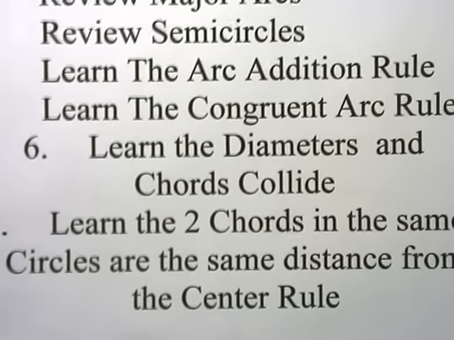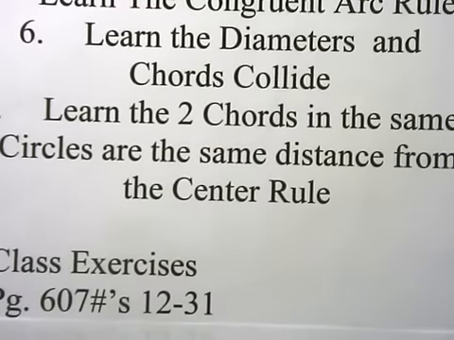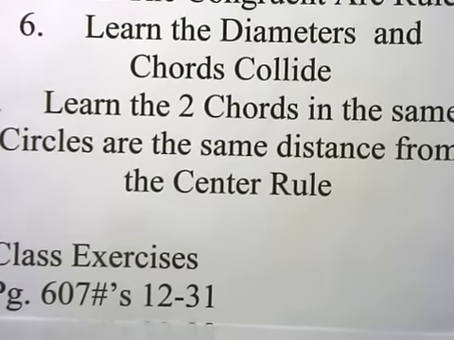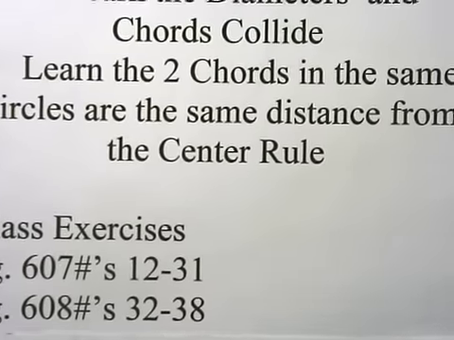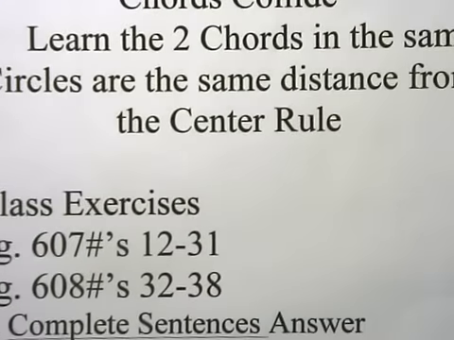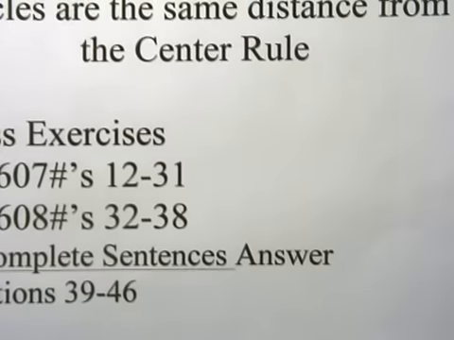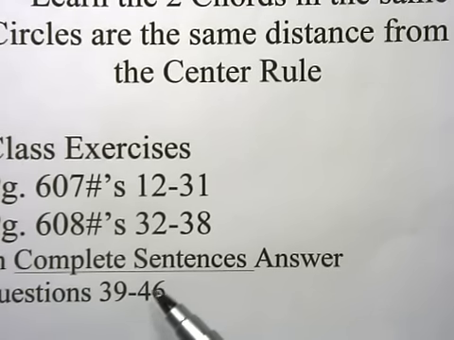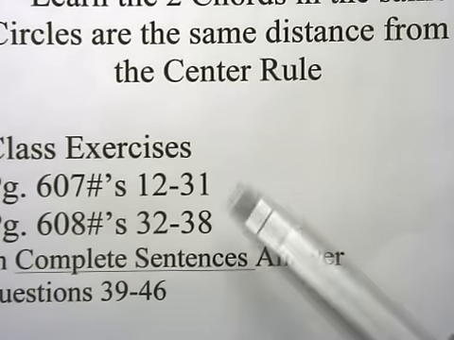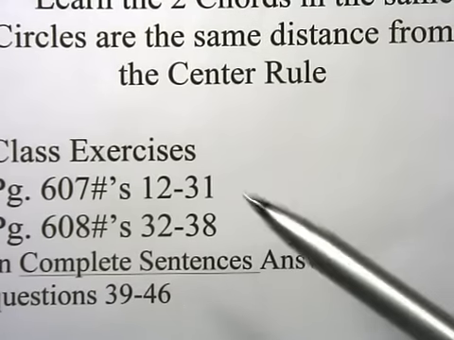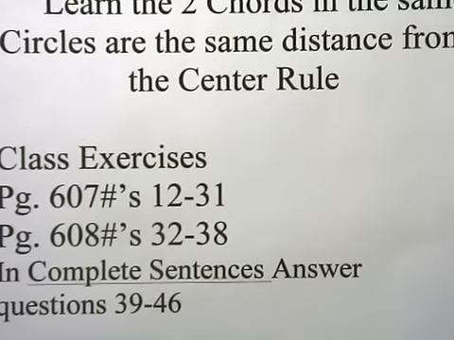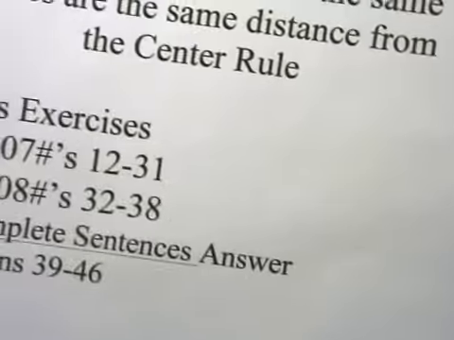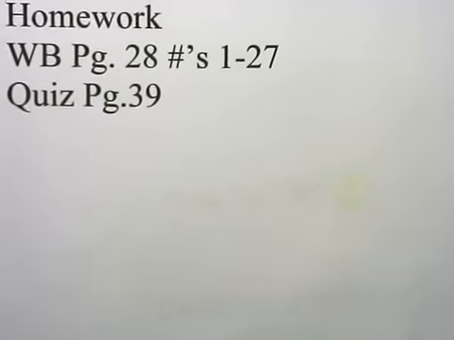After we're done with that, we are going to work on some exercises on page 607. Then we're going to work on some additional exercises on page 608. And then when you're done working on those, in complete sentences, you're going to answer questions 39 through 46. So your answers for 39 and 46 are going to be numeric, they will be a number, but also in a complete sentence, you're going to have to use one of these three previous rules that we discussed to answer these questions.